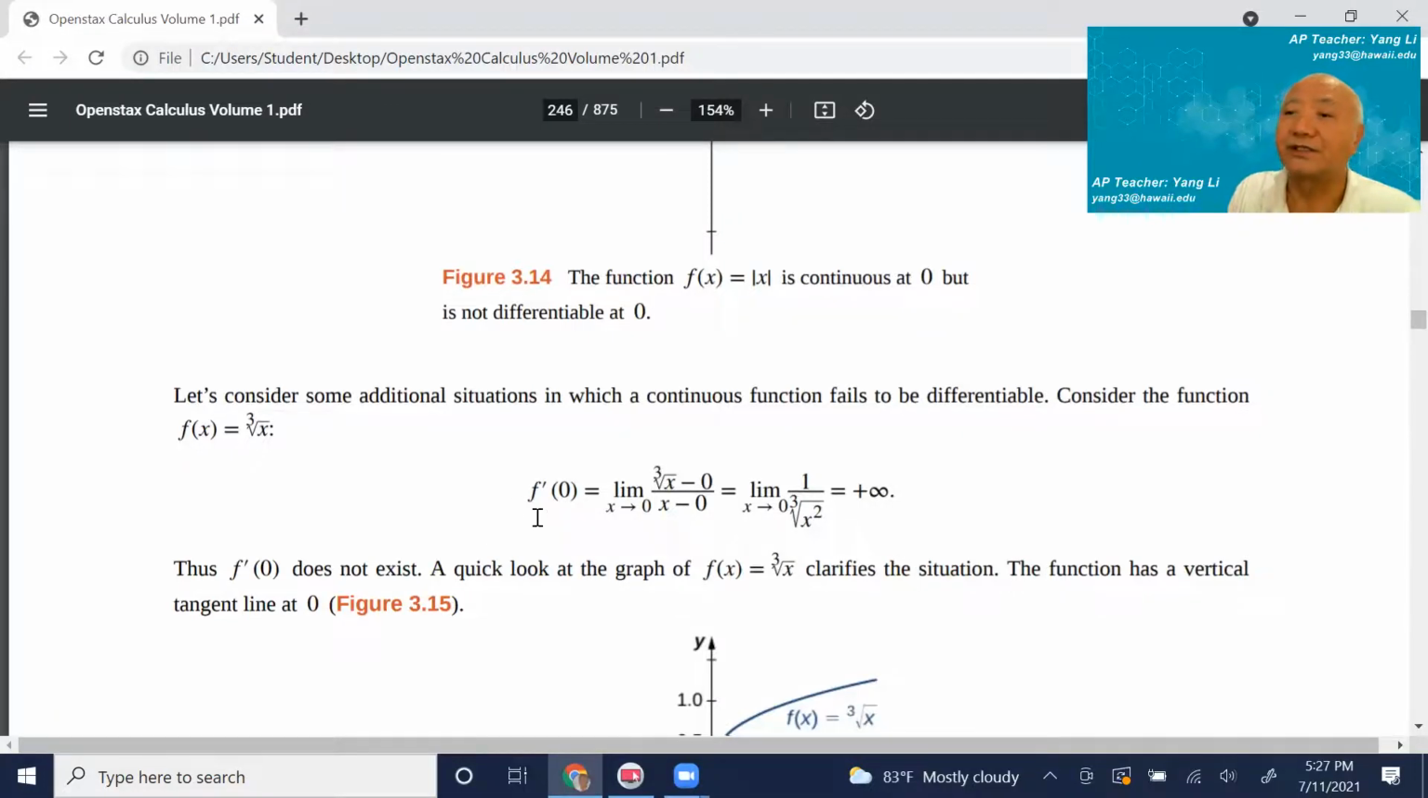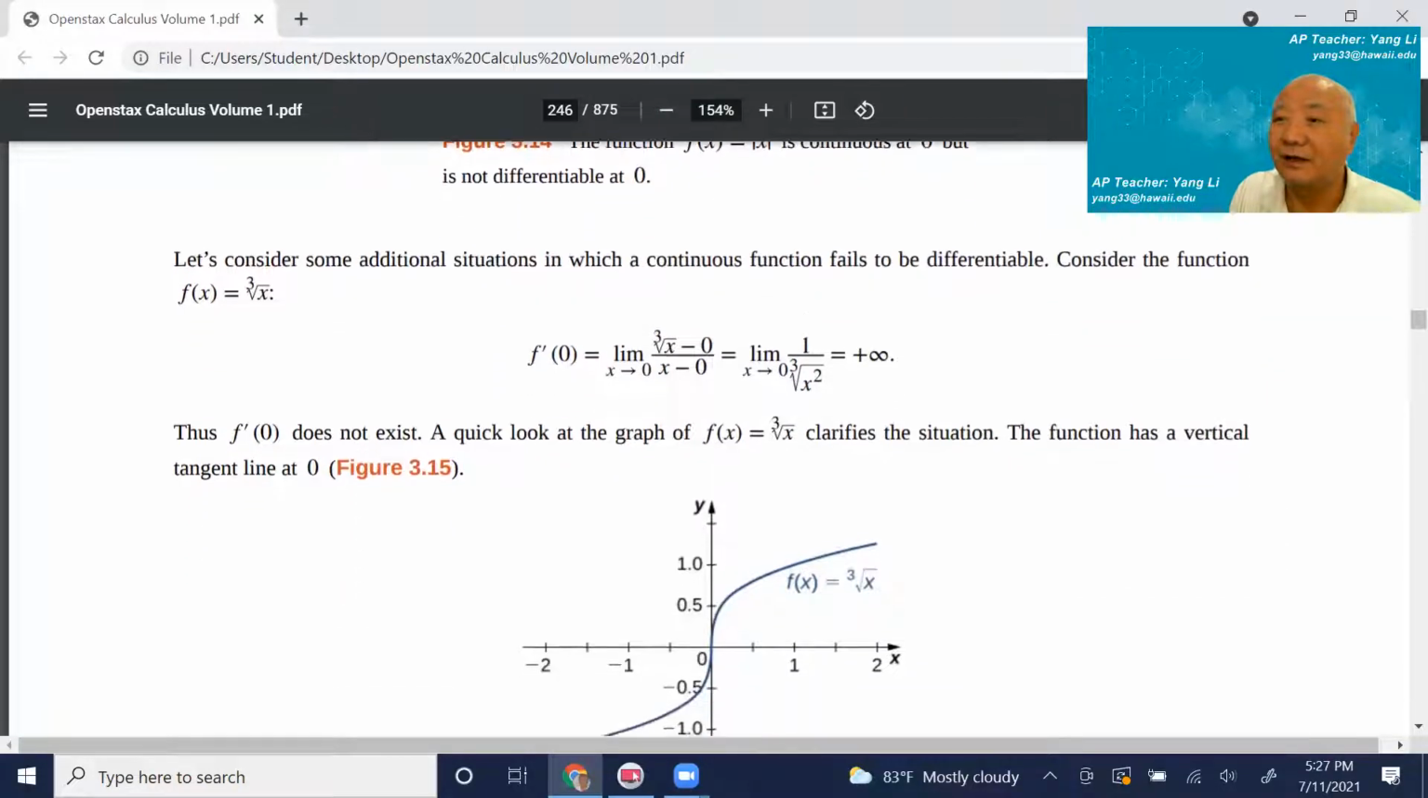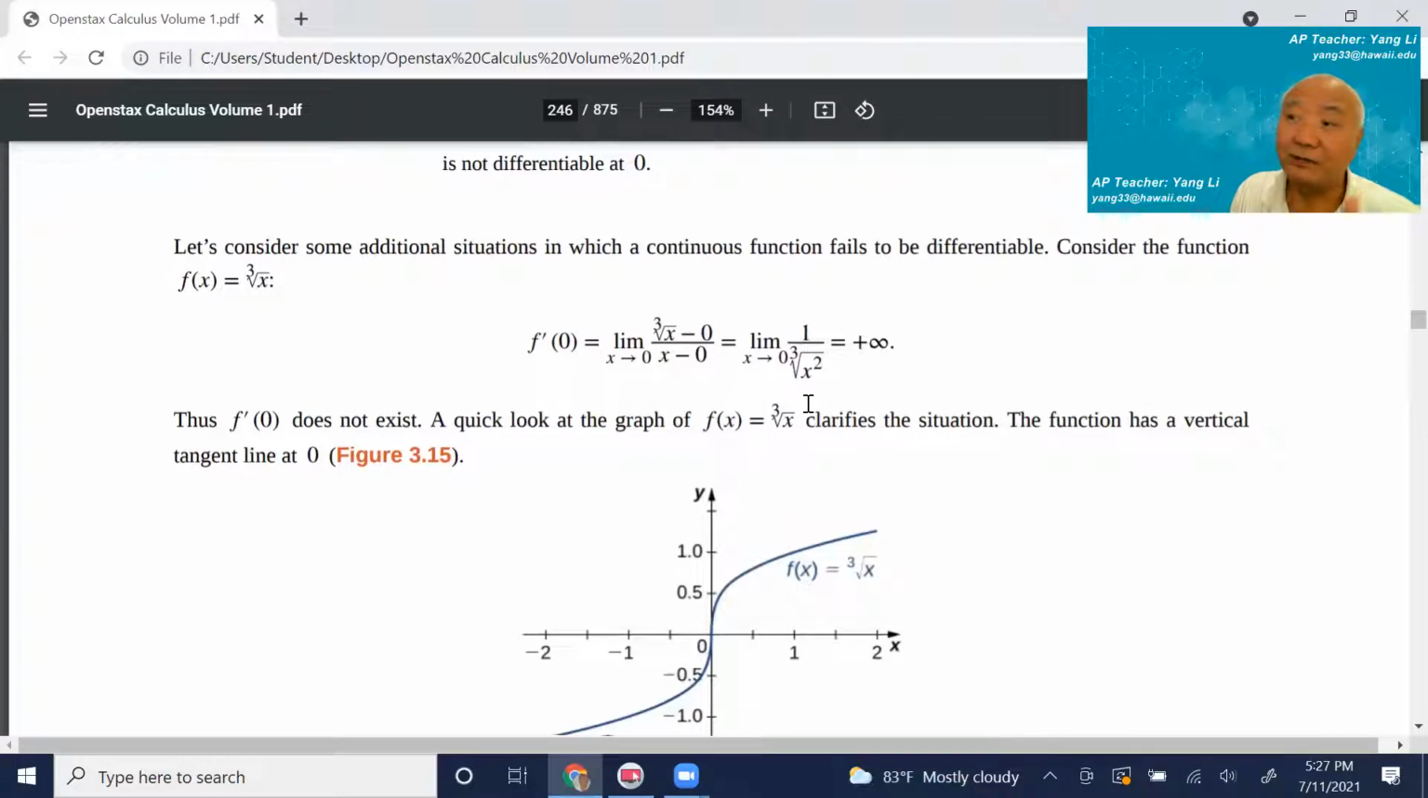The other one is similar. They pick f(x) equals the cube root of x. Still use the definition, simplify, you get this one. Now, here, no matter whether x approaches 0 from the left side or the right side, the bottom one, x squared, is always 0. And square root of 0 is still 0, or cube root of 0 is still 0.